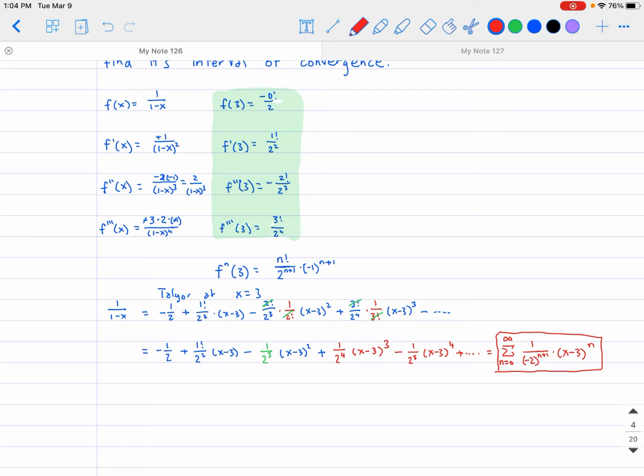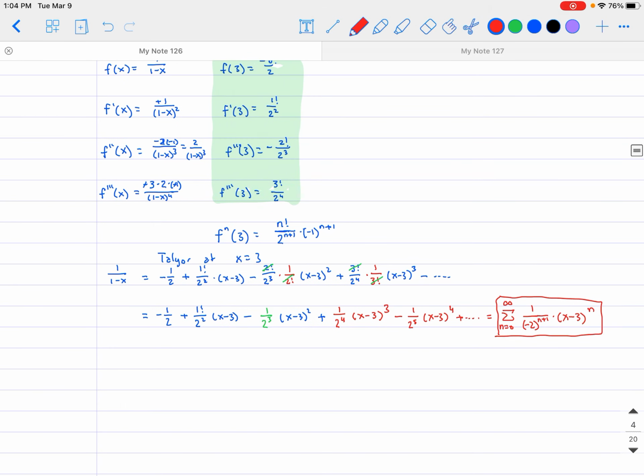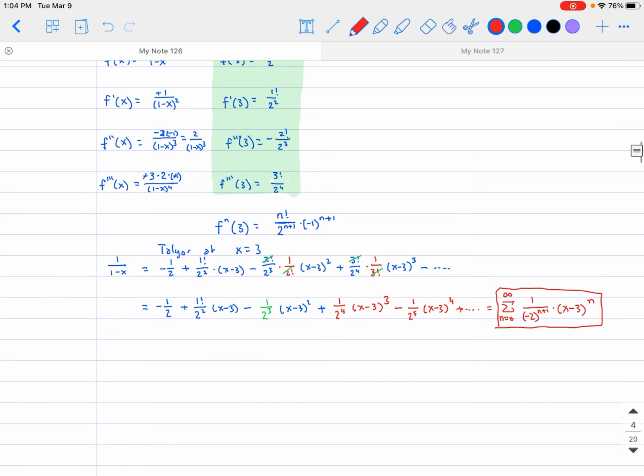Okay, and if you want to find out what your radius of convergence is, then that's where you're going to have to do the ratio test in order to figure out how far out in each direction you can actually go in order to use this Taylor series. So here, let me just finish that off. First, I'm going to say limit as n approaches infinity of the absolute value of this sequence that I have: 1 over negative 2 raised to the power of n plus 1, multiplied by x minus 3 raised to the nth power.